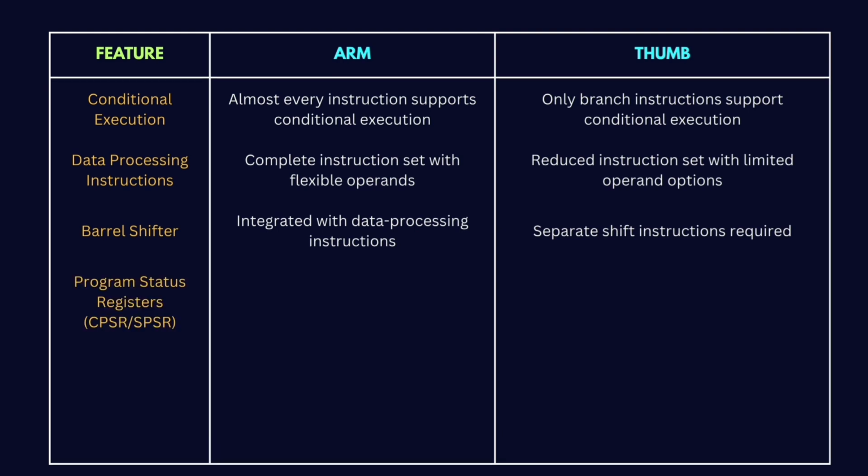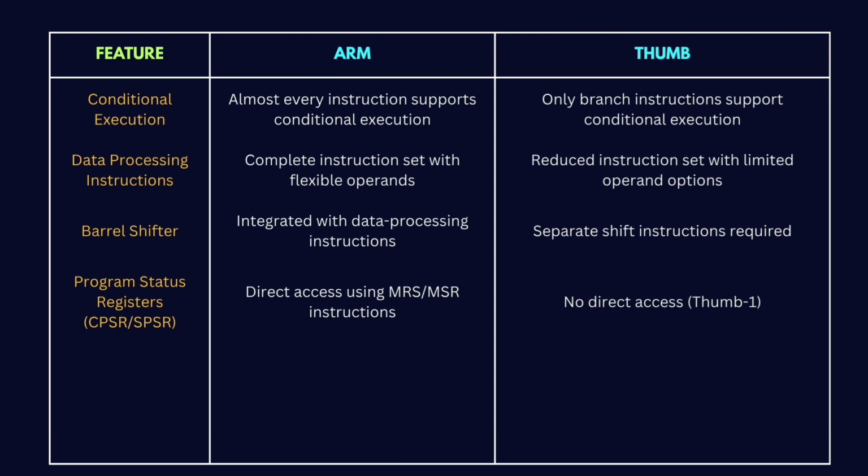Next, we have program status registers. ARM mode allows direct access to the current program status register and saved program status register using the MRS and MSR instructions. In thumb, these instructions are not available. So there is no direct access to these status registers.